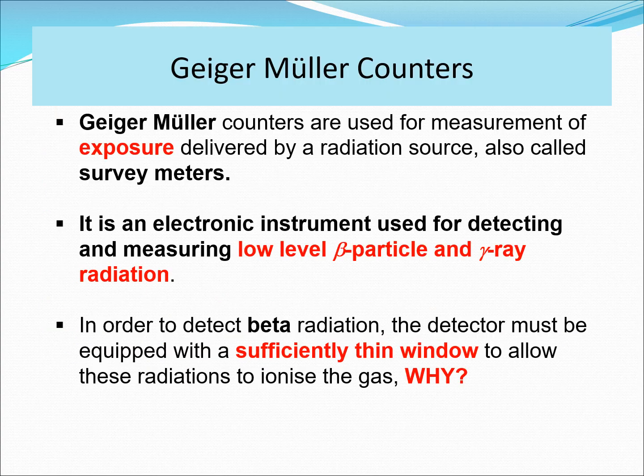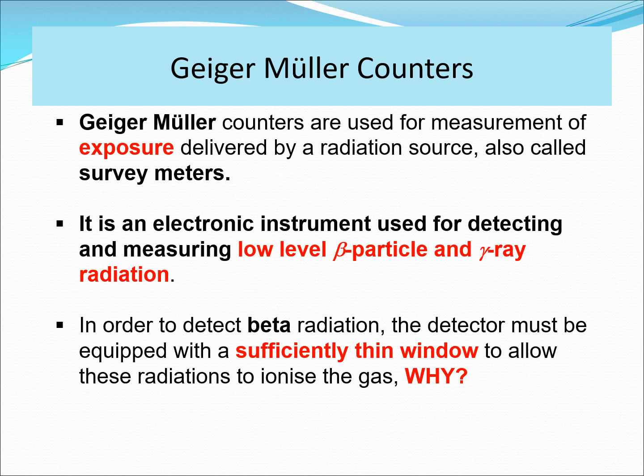Now we come to the other counter which uses gas field, which is the Geiger-Müller counter. So the Geiger-Müller counter is another example of gas field counters which can be used for measuring alpha, beta and gamma radiation. If you notice at the very last point, in order for you to detect beta radiation, the detector must be equipped with a sufficiently thin window.